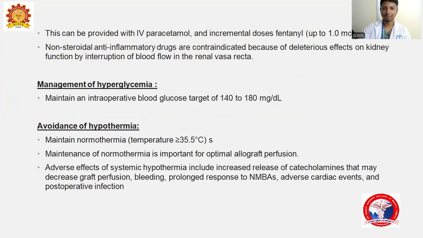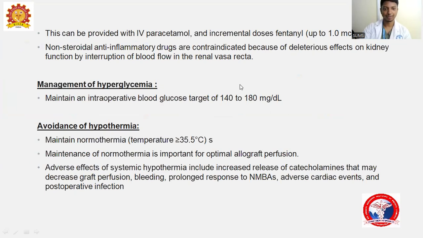Analgesia can be provided with IV paracetamol and incremental doses of fentanyl up to 1 mcg per kg. NSAIDs are contraindicated because of their deleterious effects on kidney function through the interruption of blood flow in the renal vasa. Management of hyperglycemia: we have to maintain a blood glucose target of 140 to 180 mg per deciliter.